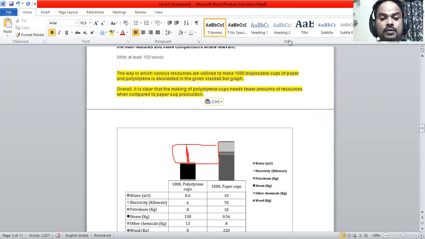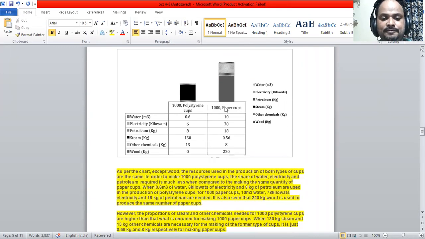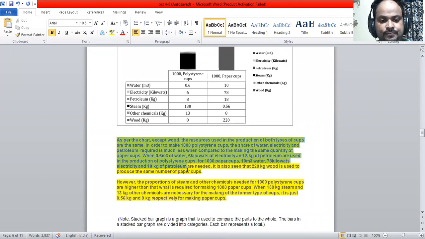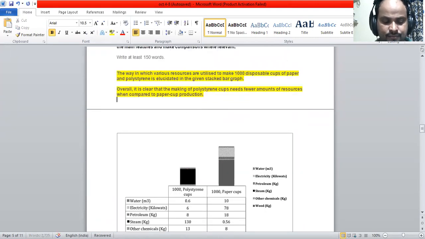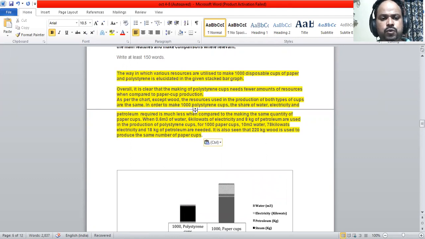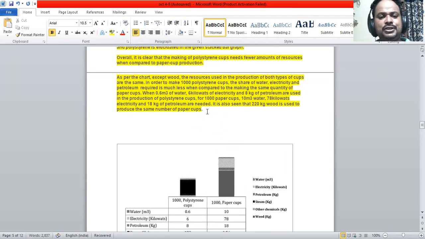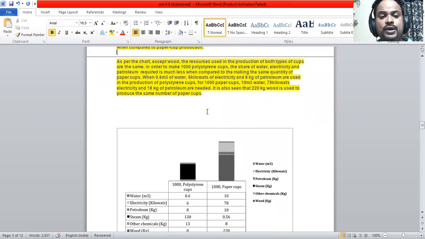Now, the introduction is clear, the overview is clear. We are moving ahead with the next paragraph. As per the chart, except wood, the resources used in the production of both types of cups are the same. You can see that. It's very clear. Except wood, we don't have wood here in making polystyrene cups. Everything else, the resources used in production, are the same.